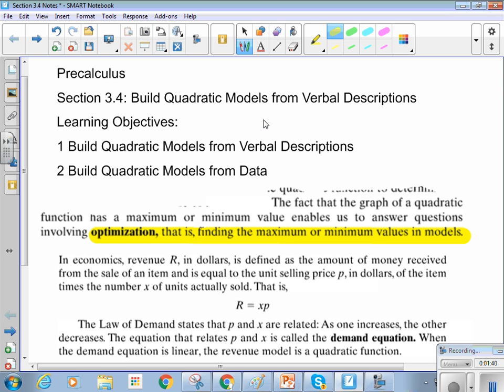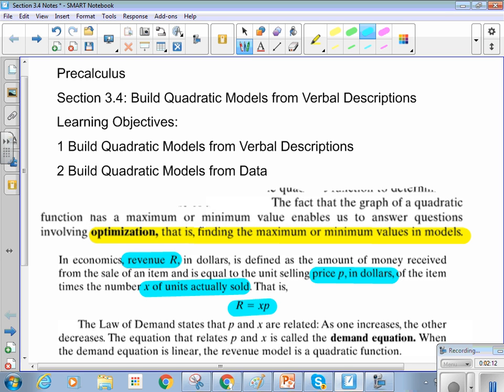Does that make sense? X is the number of units sold and P is the price. So what I want you to write down, I will highlight. Let's go gray. So revenue R, X units sold, P is the price in dollars, and R equals X times P. Those four things I want you to write down.